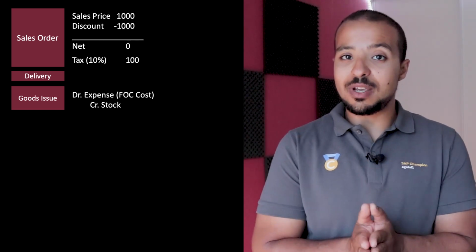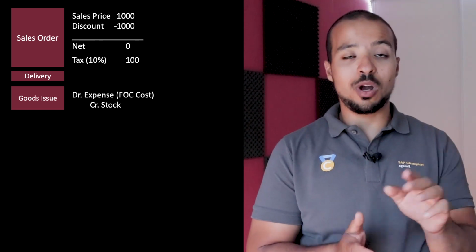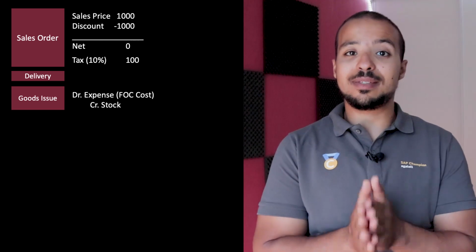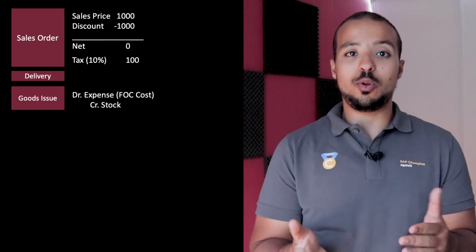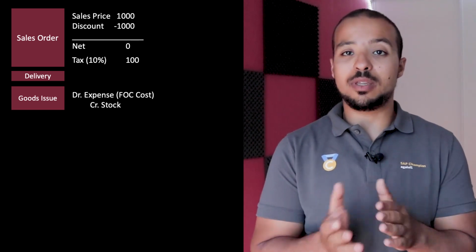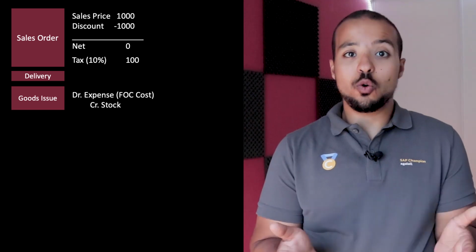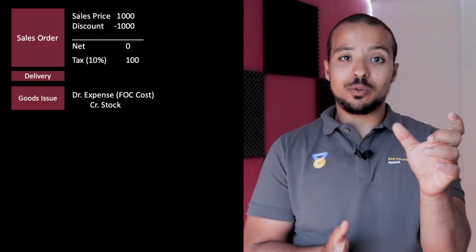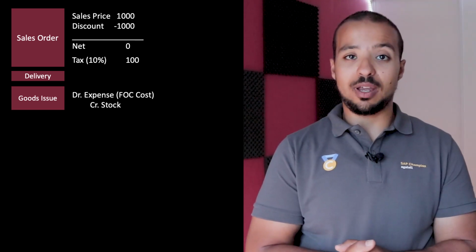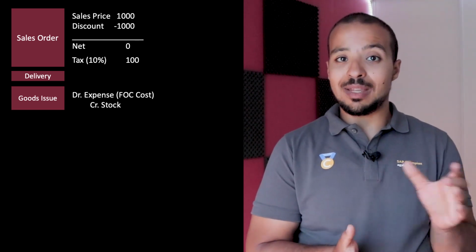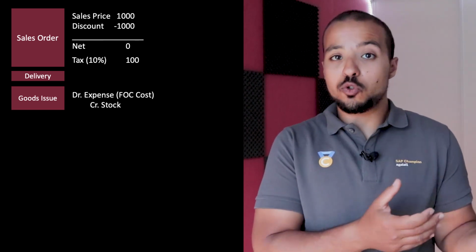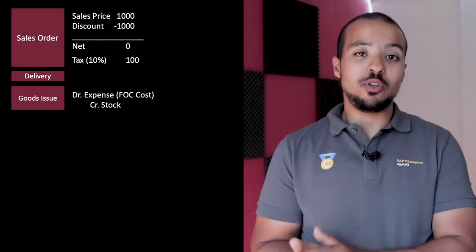But in free of charge sales, here we have a third business requirement, which is to debit a different account than the standard cost of goods sold. So for example, we want to debit an expense account that we call free of charge cost or any other name that you want. So we want to debit this account instead of the cost of goods sold account. So the financial entry will be a debit to free of charge expense or free of charge cost of goods sold and the credit to the inventory account.